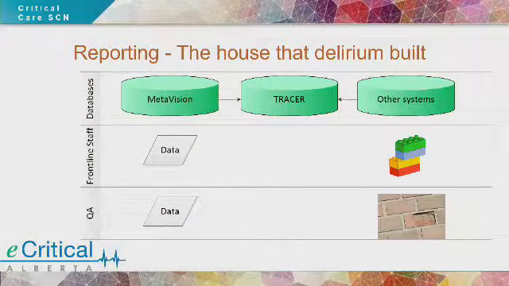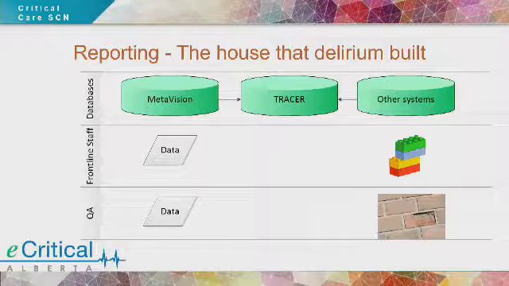So the next thing we want to look at is, once we have these metrics, we need to get this information readily available on demand. So this is reporting, the house that Delirium built. We do this through Tracer reporting and dashboards, which I'm sure you're all very familiar with. So we're going to go with an analogy. It's like building a house. It's not a fast or easy project.